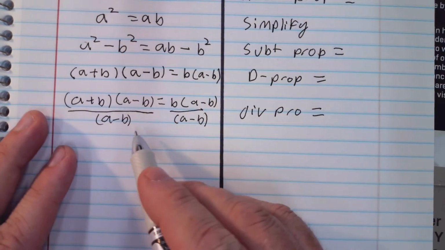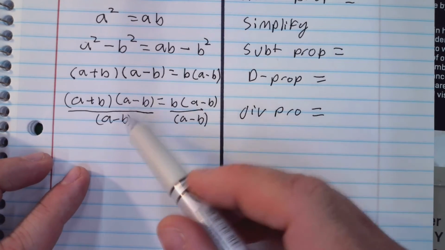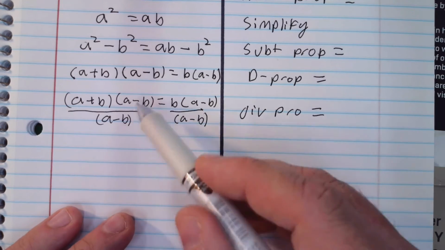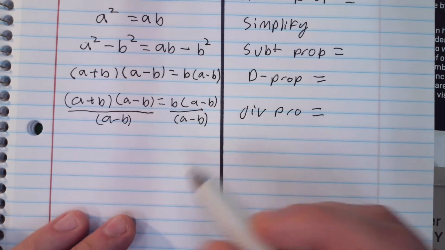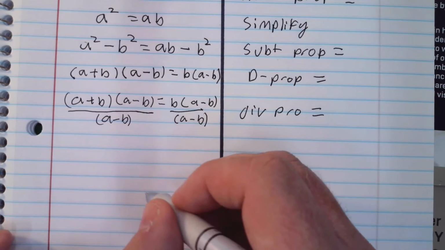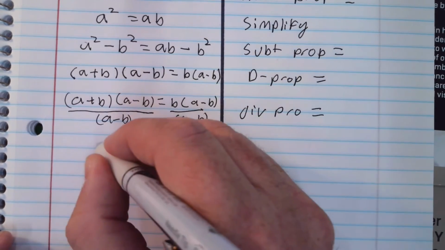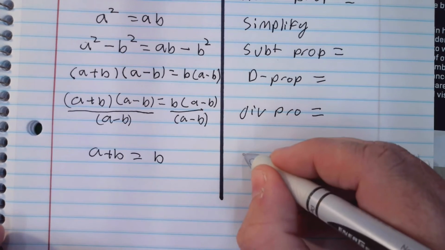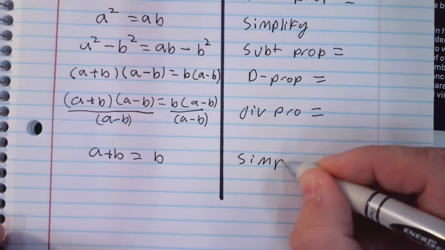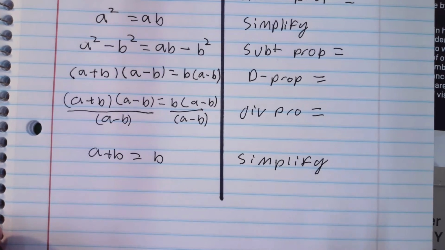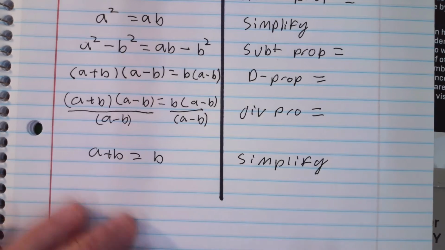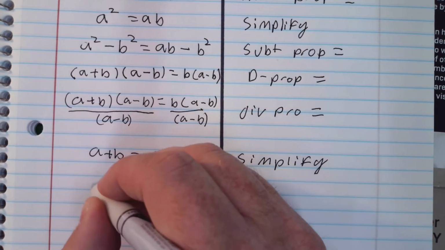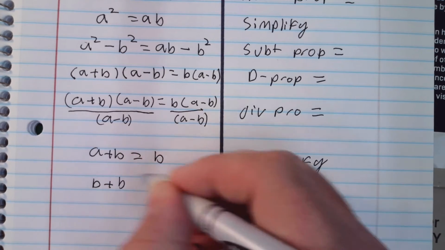And so I'm going to simplify this up. And you might not have gotten to this. But basically, A minus B divided by A minus B, they cancel. They cancel just like factors do. And so then I end up with this. A plus B equals B. Okay, and this is just, again, simplification. Okay. And now I'm going to do this. B plus B equals B.